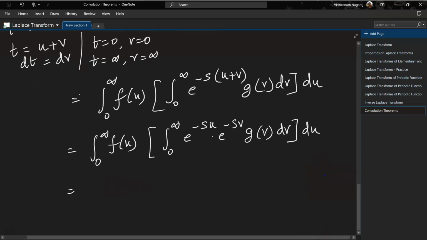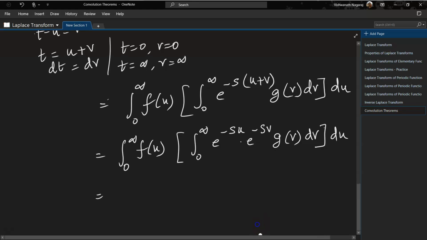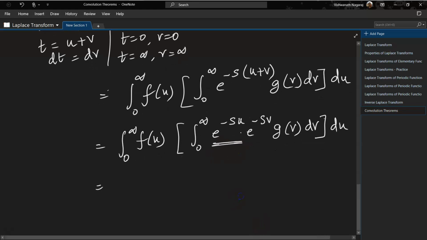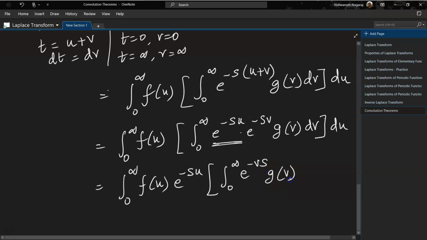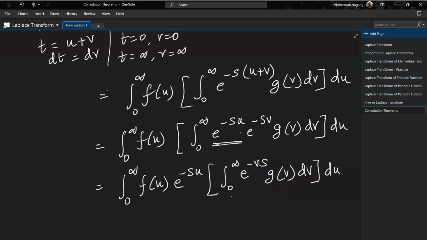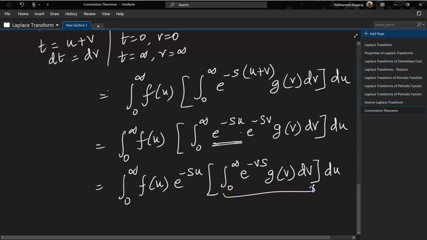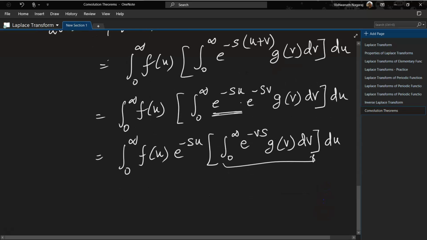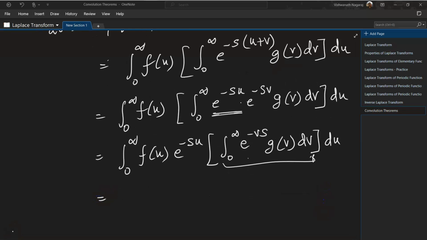Here again, with respect to v, we are integrating. So this is a constant because there is no v there. So we can take it out. 0 to infinity of f of u e to the power of minus su, integral 0 to infinity of e to the power of minus vs g of v dv du, right? Now if you notice, when we integrate this, we will get a result which is going to be a constant. So which means we can take it out of this integral, right?